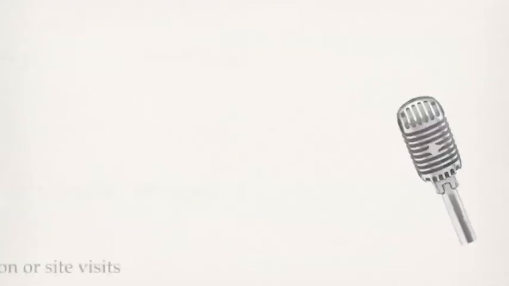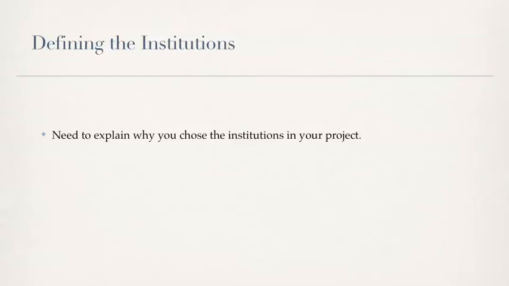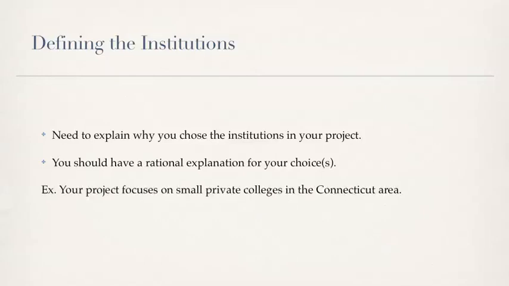And now also keep in mind that you should define the institutions in your method section. So specifically, you need to explain why you chose the institutions in your project and have a rationale for the explanation of your choice. So for example, if your project is focusing on small private colleges in the Connecticut area, explain why you made that choice. It should also indicate the number of colleges you intend to have in your study as well. You should have that in your methods section.